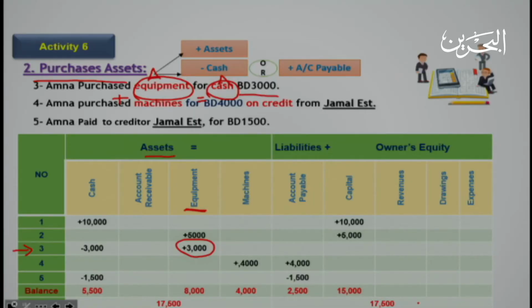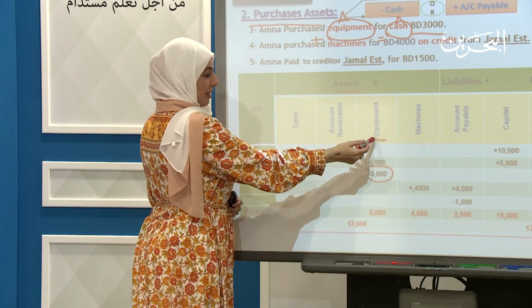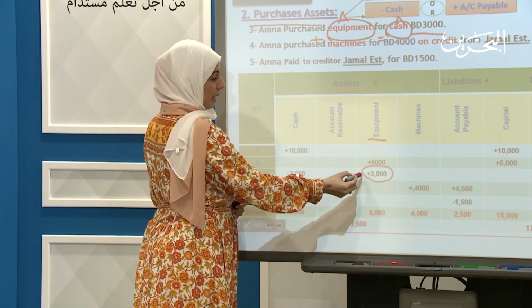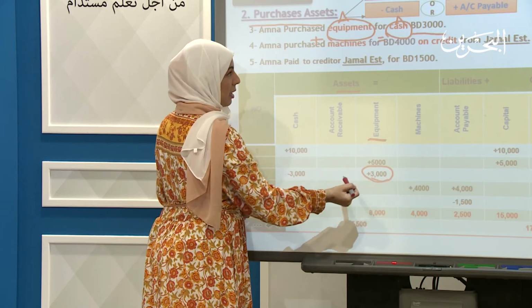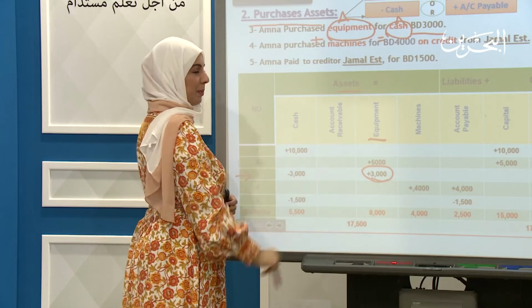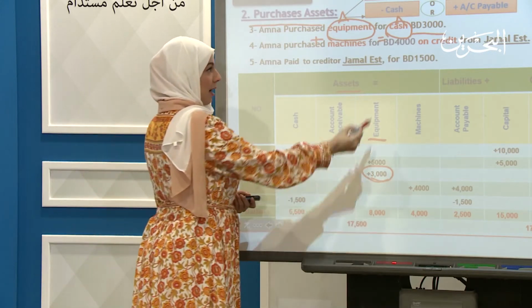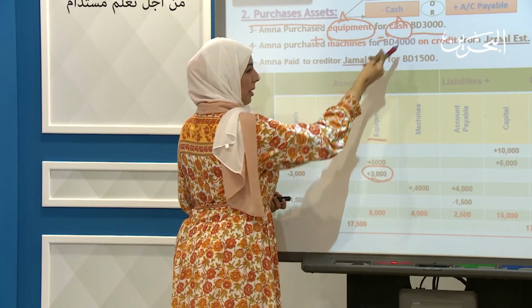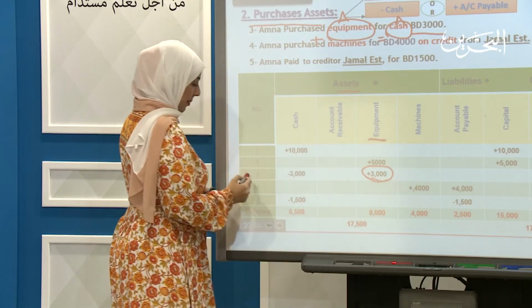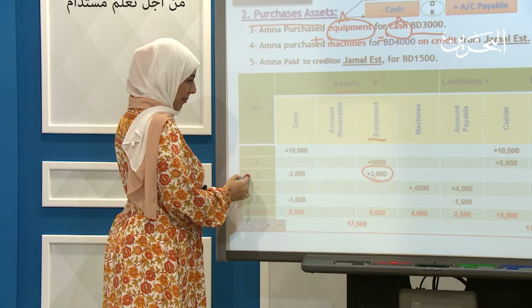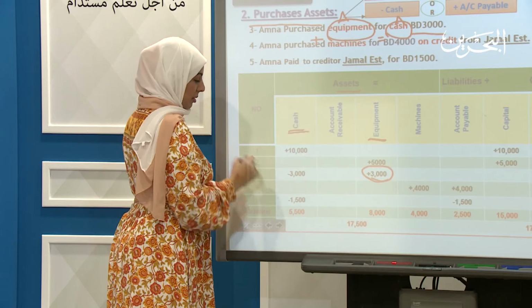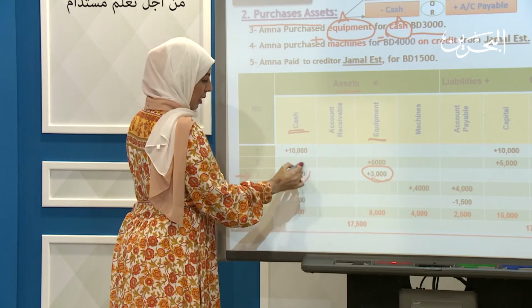Now let us see the effect on the equipment in our schedule. Going to the asset section and going to the equipment account, I will increase it by 3,000 because I purchase more equipment in my company. When I purchase this equipment, I pay for it by cash. So my cash will decrease. Coming to transaction 3, cash account, I will decrease it by 3,000.